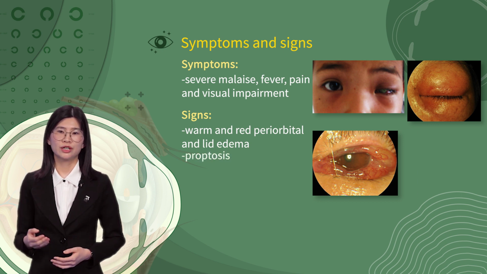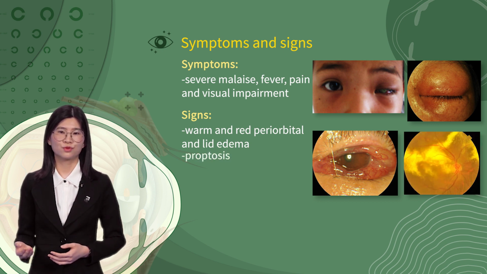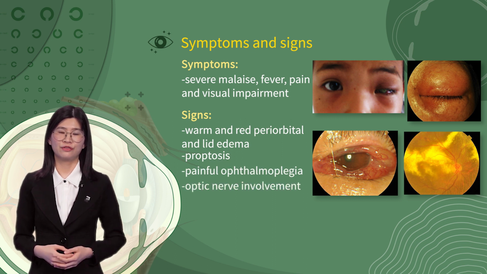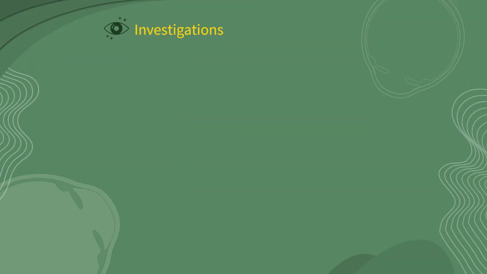Proptosis, which is often obscured by lid swelling, and is most frequently lateral and downwards. Painful ophthalmoplegia and optic nerve involvement. With the typical clinical manifestations, it's not difficult to make a diagnosis. Imaging examination helps to confirm the diagnosis.